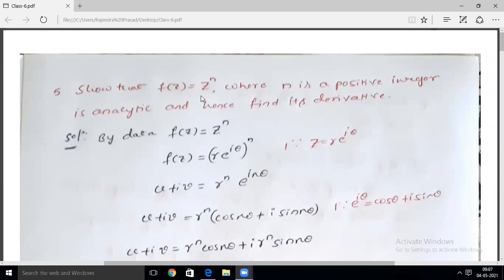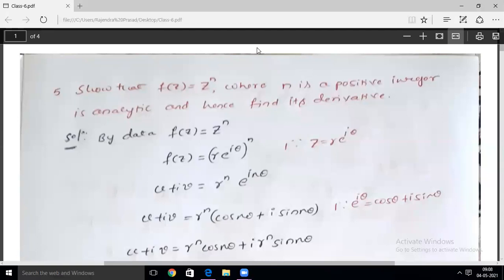We have to show that the given function f of z is analytic. So to prove that it is analytic, we have to satisfy CR equations. We have to satisfy CR equations, right? So next, find its derivative. Derivative is nothing but f dash of z. F dash of z is equal to, answer will be n into z power n minus 1, right?